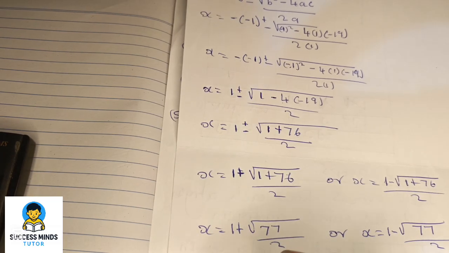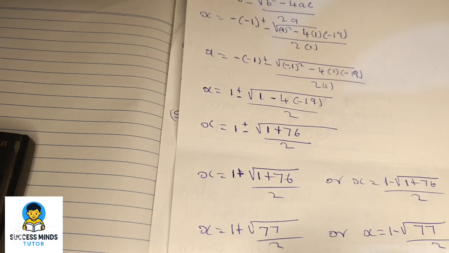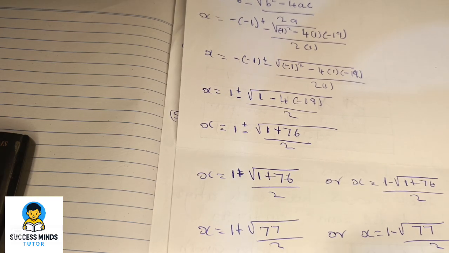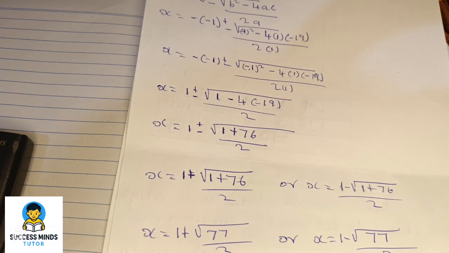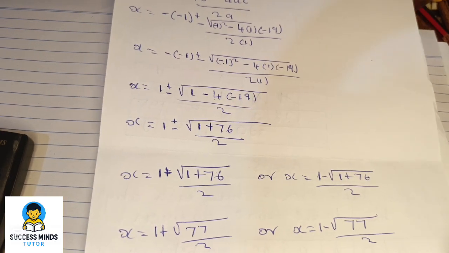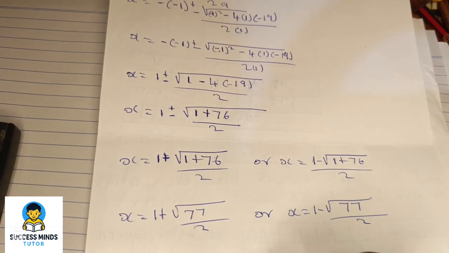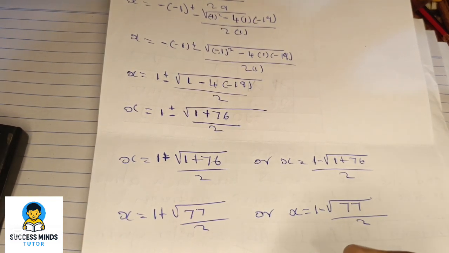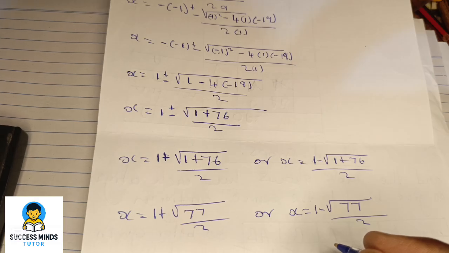x is equals to, so your answer, this side, it will be x is equals to 5.39, okay? Or you come this side, you say or x is equals to, again you punch that side, you're going to say the square root of 77 divide by 2, that is 4.